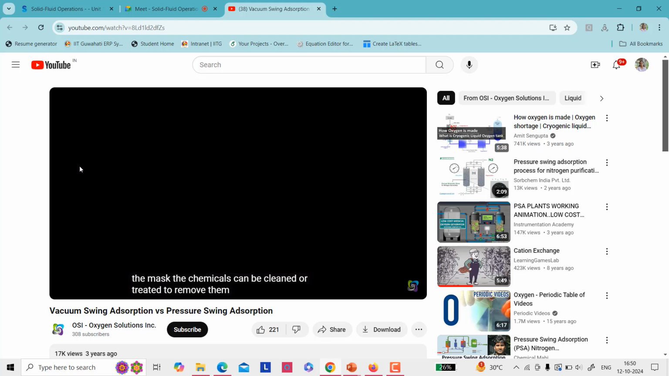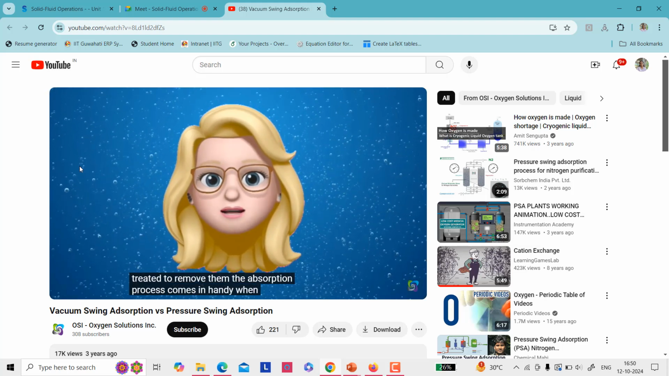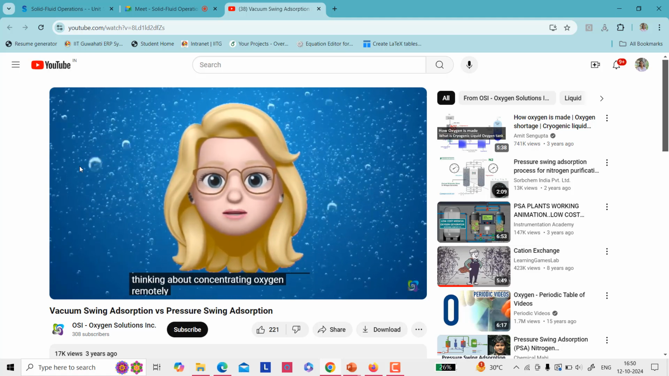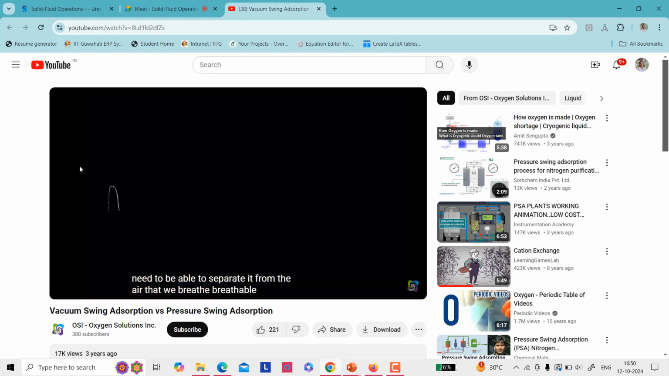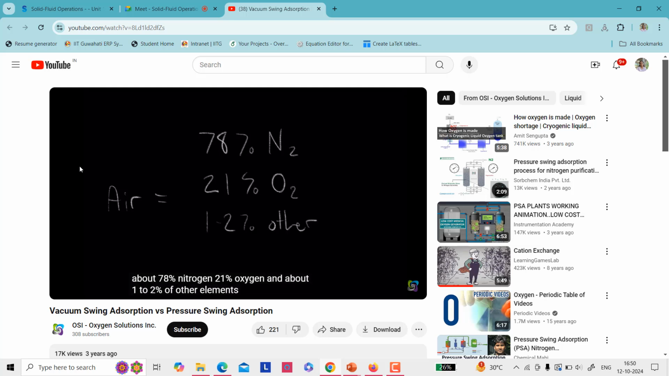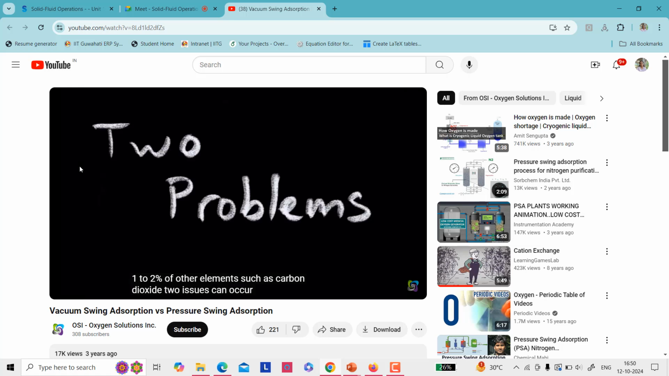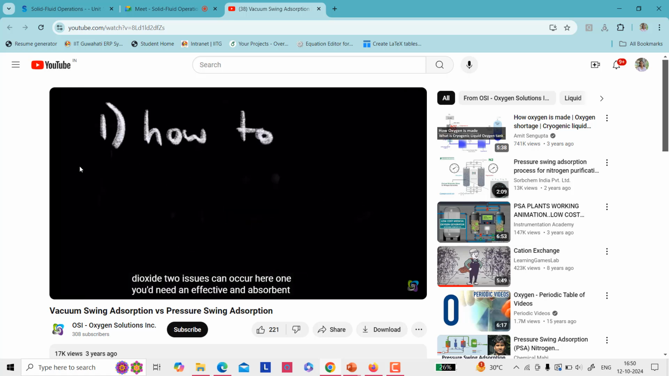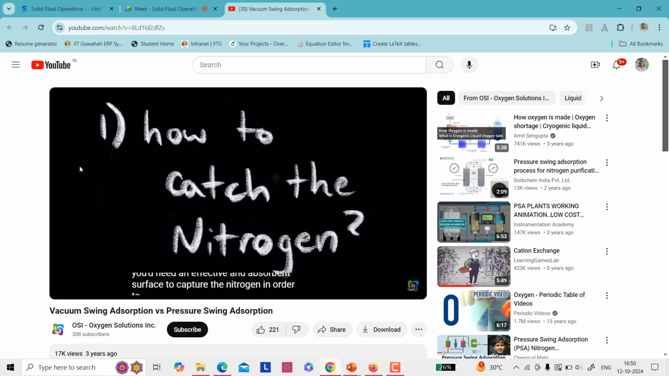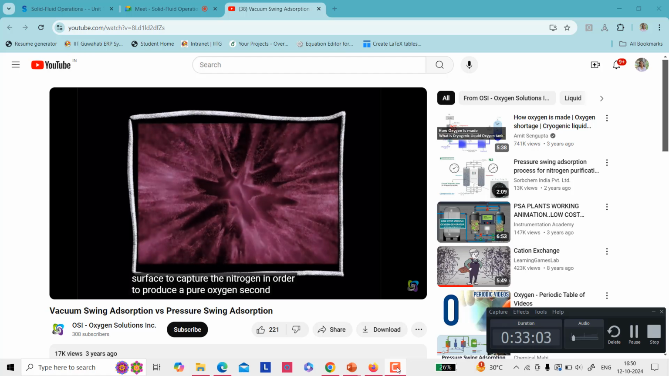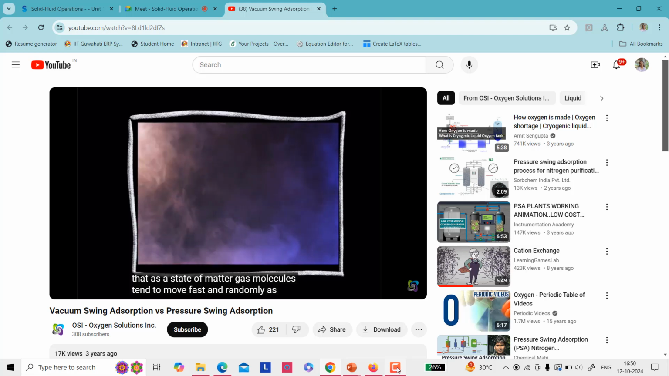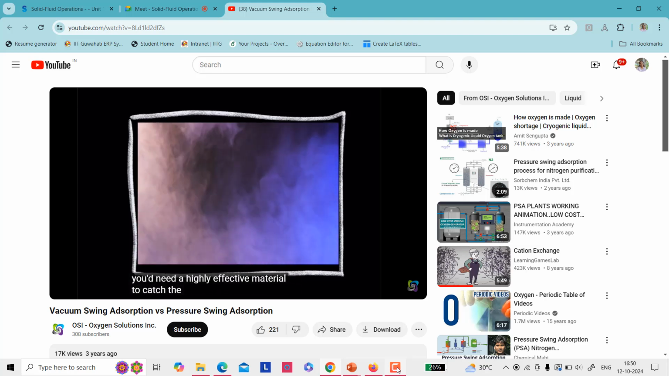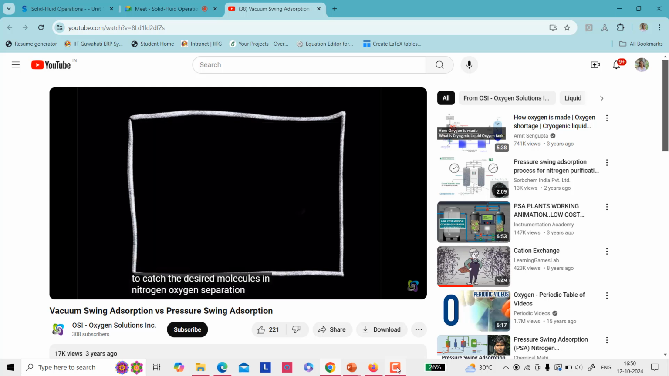Now, how is oxygen concentrated? How to catch the nitrogen is one of the problems in separating oxygen. For nitrogen-oxygen separation, a material called zeolite, which is highly attractive to nitrogen gas, is used by capturing the nitrogen. The result is a higher concentration of oxygen gas.